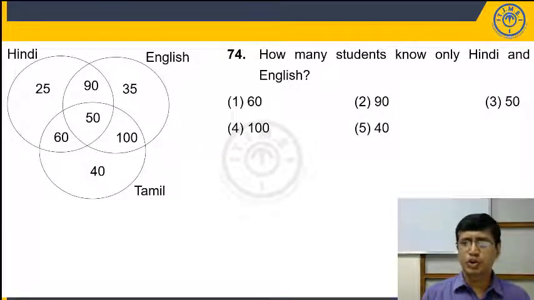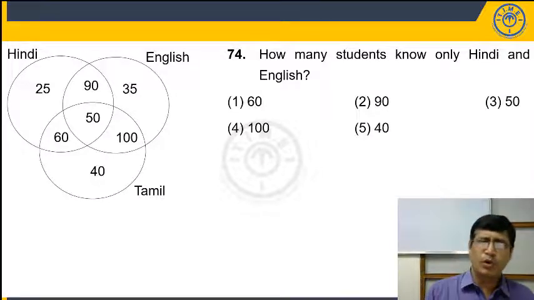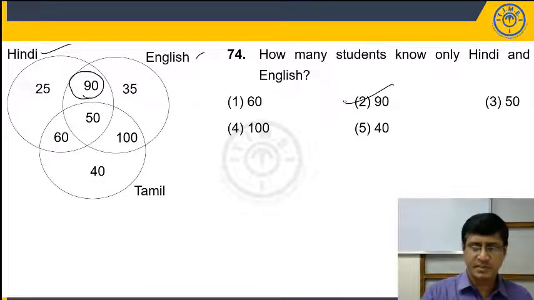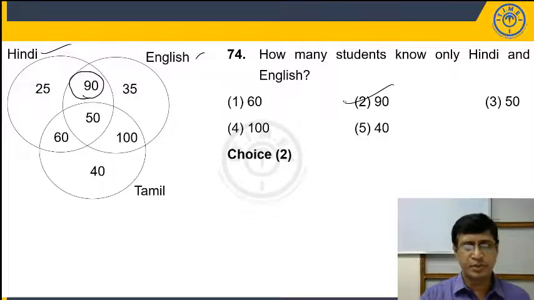How many students know only Hindi and English? Only Hindi and English, nothing else. Only Hindi and English means the intersecting point of Hindi and English. What is the value? 90. The right choice is option 2, second choice.